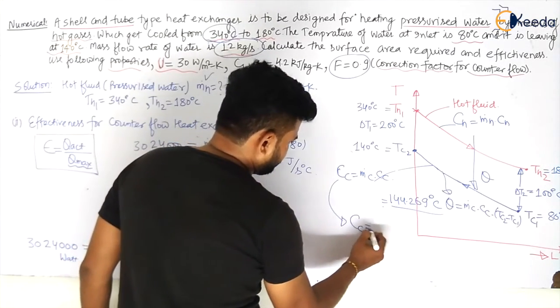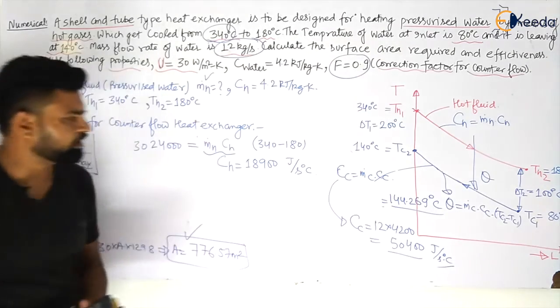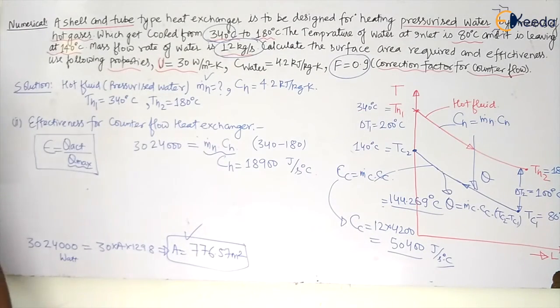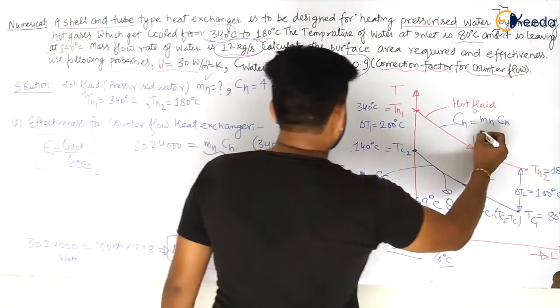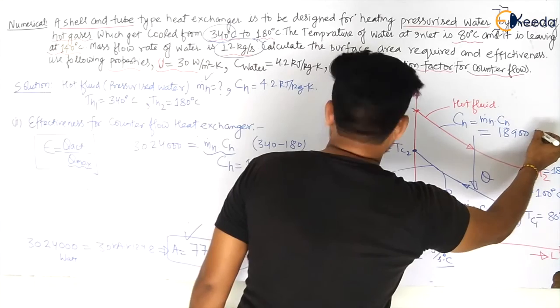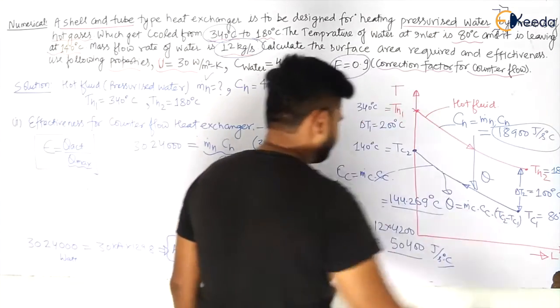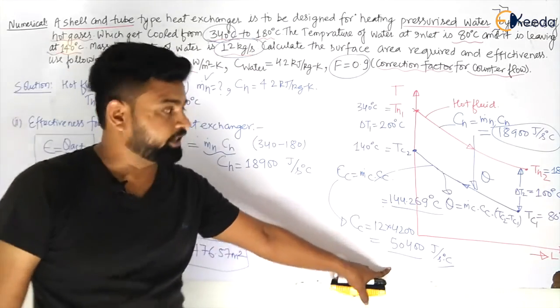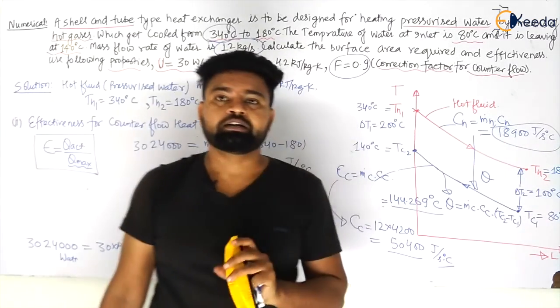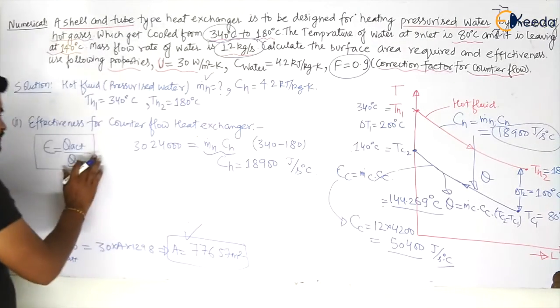So CC will be given by m dot C, 12 joule per second degree Celsius. Now which one is minimum, my dear students? The heat capacity for the hot fluid is given to be 18900 joule per second degree Celsius. So this I think is minimum. Yes, that is 50,400 and that is 18,900. So the heat capacity for the hot fluid is minimum.